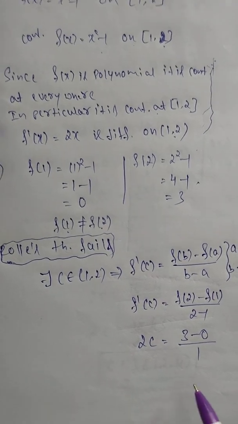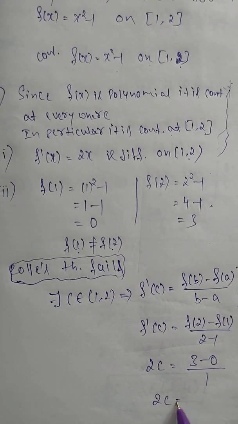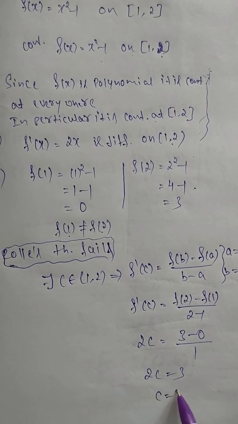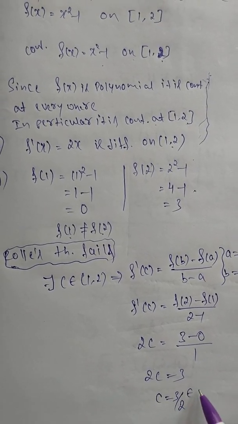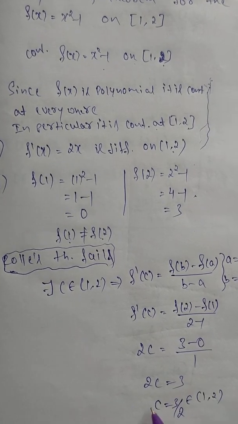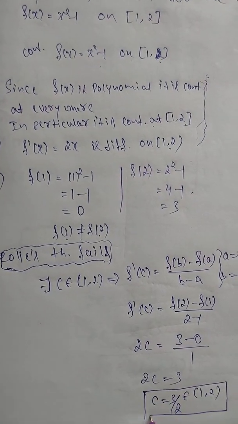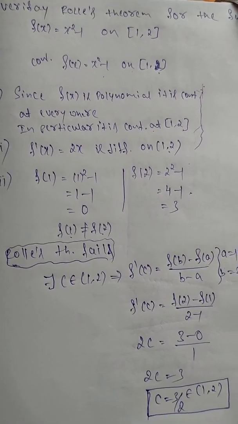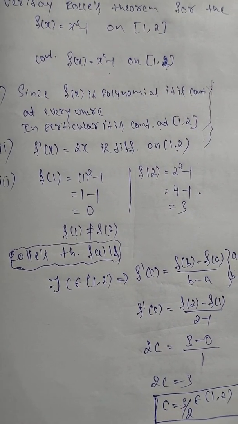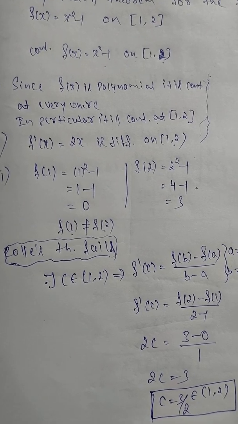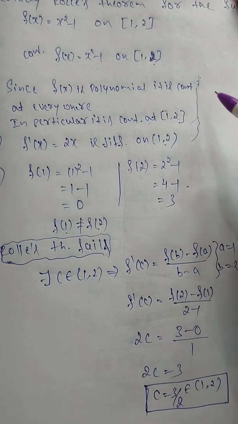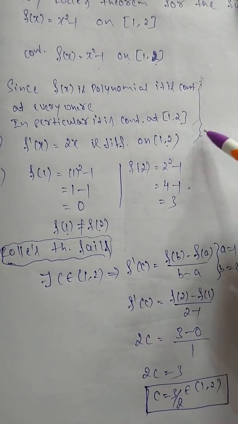Now 2c is equal to 3, so c is equal to 3 by 2. 3 by 2 belongs to the open interval (1, 2). 3 by 2 means 1.5, so 1.5 belongs to this interval. Is it clear? This is the failure case of Rolle's theorem. Rolle's theorem is a continuation of the concept of the Mean Value Theorem. If Rolle's theorem fails, the Mean Value Theorem will not fail. If the two conditions are satisfied, the Mean Value Theorem is satisfied.